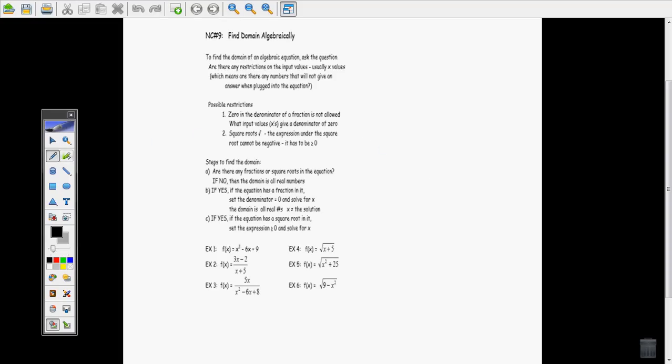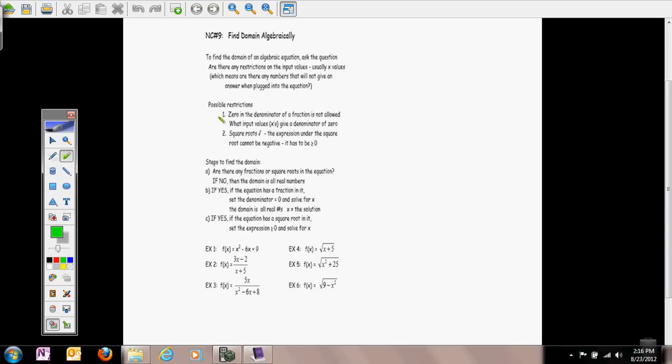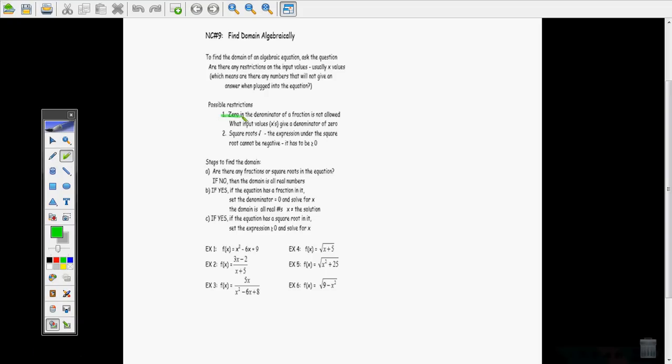Here are some possible restrictions and things to pay attention to. Number 1, 0 in the denominator of a fraction is not allowed. What input values or x values give the denominator a 0? Okay, we can't have zeros in the denominator. The second one, square roots. The expression under the square root cannot be negative. It has to be greater than or equal to 0.